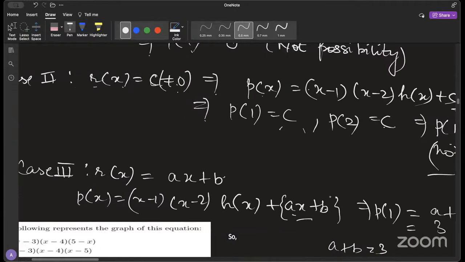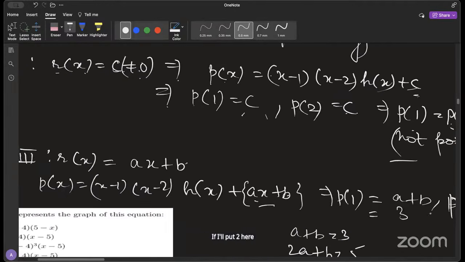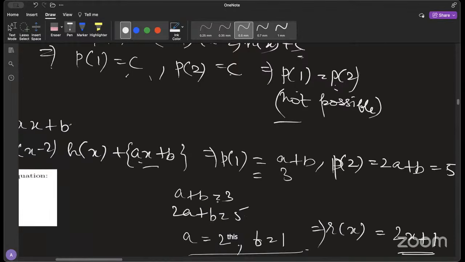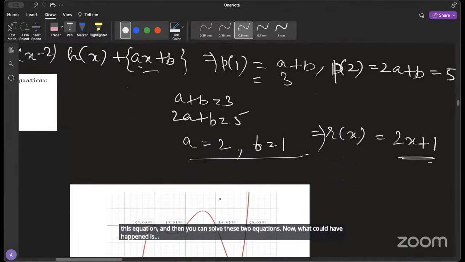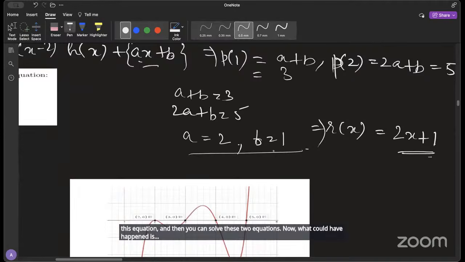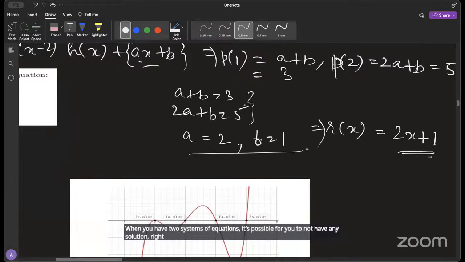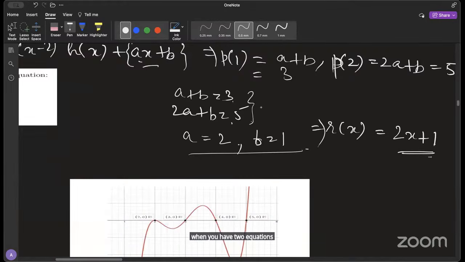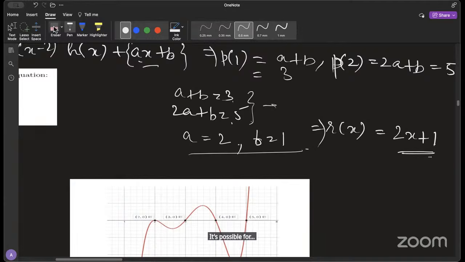If I put 1 here, I'll get a plus b equals 3. If I put 2 here, I'll get this equation. And then you can solve these 2 equations. Now what could have happened is, when you have a system of 2 equations, it's possible for you to not have any solution, right? When you have 2 or more equations, it's possible to not have any solution.